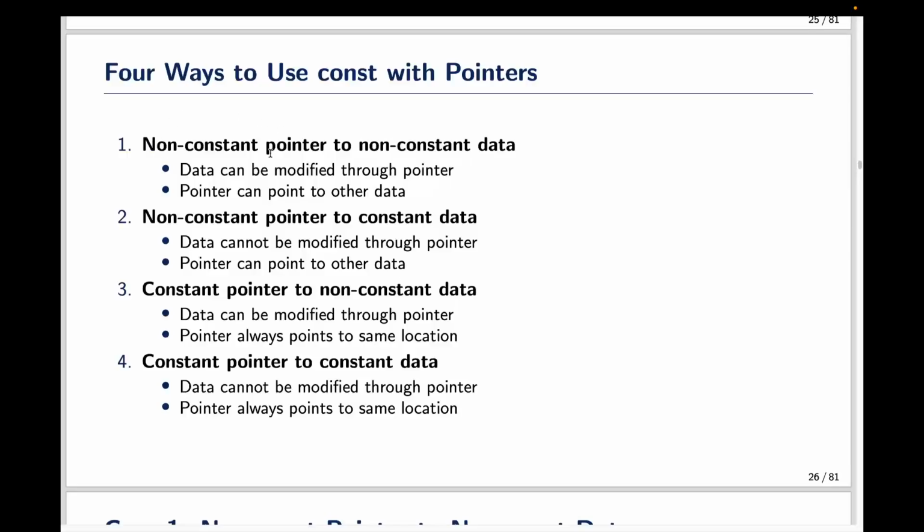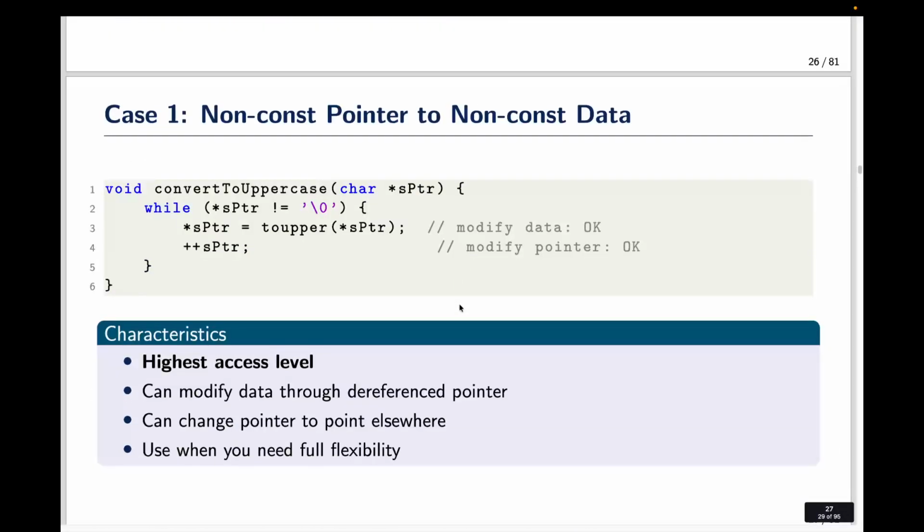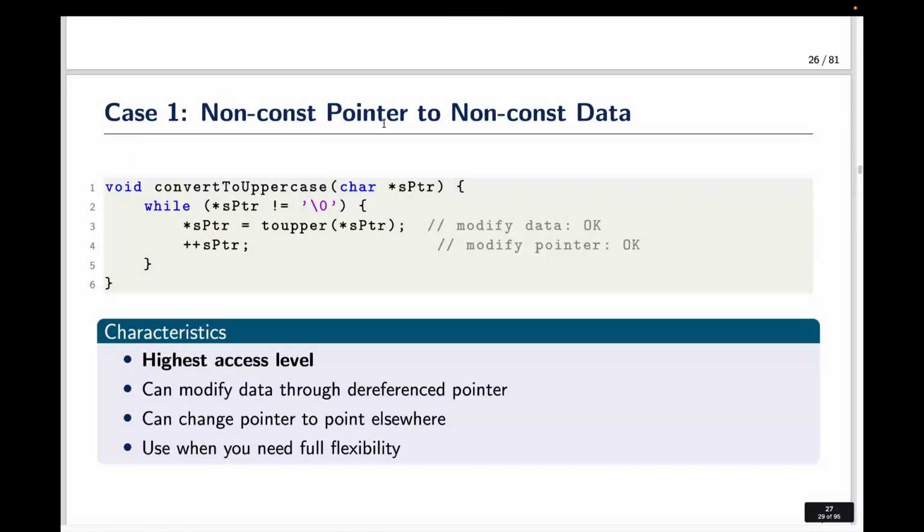The first thing is a non-constant pointer to non-constant data. I guess this is the very simplest example, where you are not using any const word over there. So data can be modified through the pointer, and the pointer can point to other data. Very simple example for that one. Let me just give you that example. This is the first case over there. There is a non-const pointer, which means there is no const word, and there is non-const data.